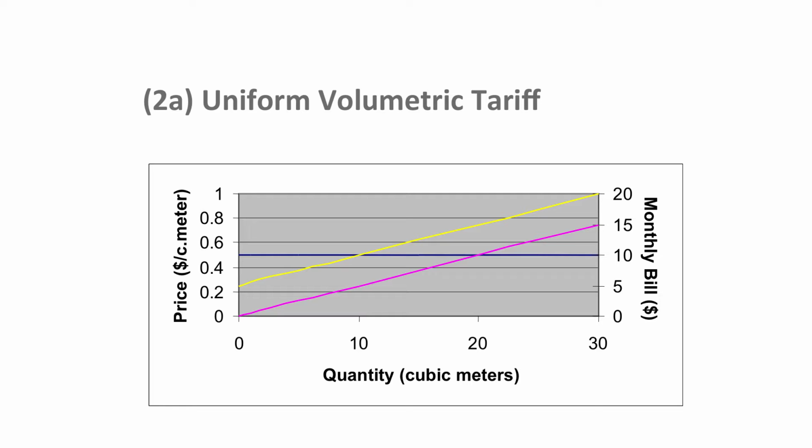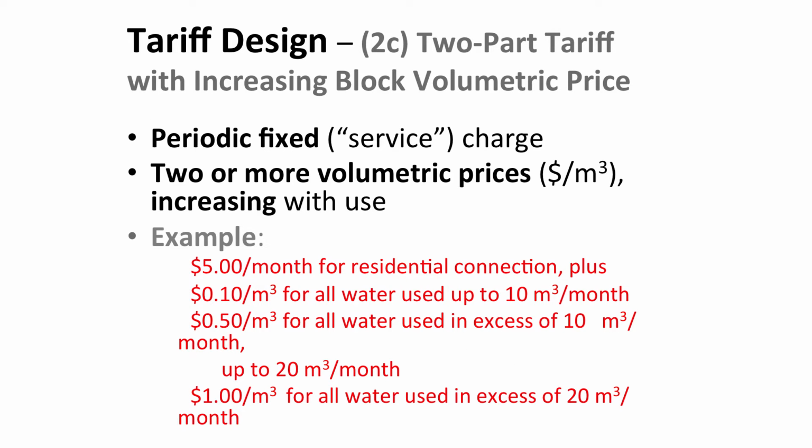The next two-part tariff we will examine is one with a positive fixed charge and an increasing block volumetric price. With this two-part tariff, you again have a positive fixed charge of $5 per month. However, the volumetric component of your tariff is different. For quantities up to the first 10 cubic meters per month, you're only charged 10 US cents per cubic meter. If your water use exceeds 10 cubic meters a month, then you're charged 50 cents per cubic meter for all the water use in excess of 10 cubic meters per month, up to 20 cubic meters per month.